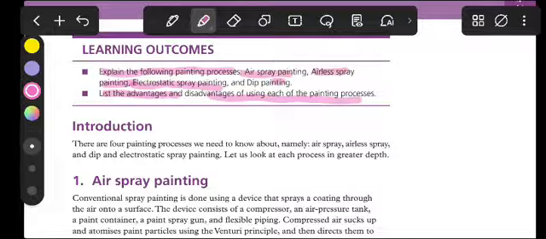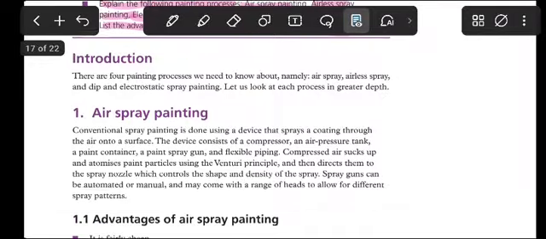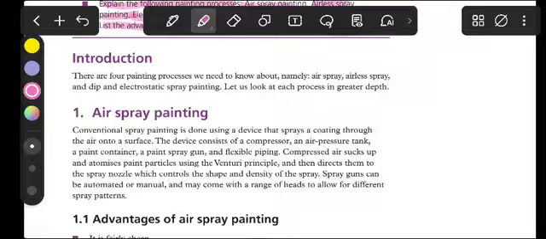Let us go there. Introduction. There are 4 painting processes. You must know, they will ask how many: 4. We have 4 painting processes we need to know about, namely: first one is air spray, airless spraying, dipping, and electrostatic spraying. Let us look at each in great depth. All right.